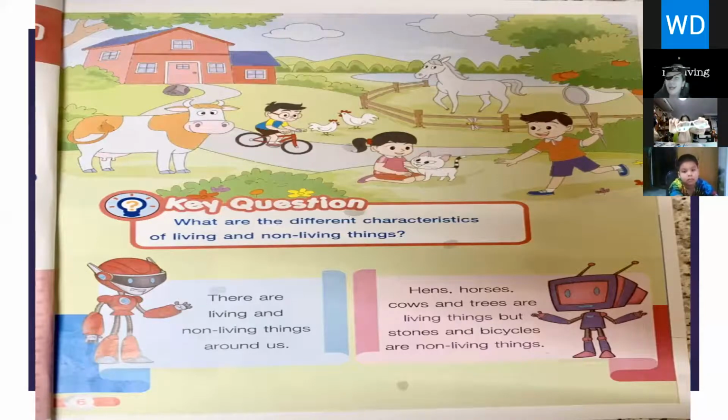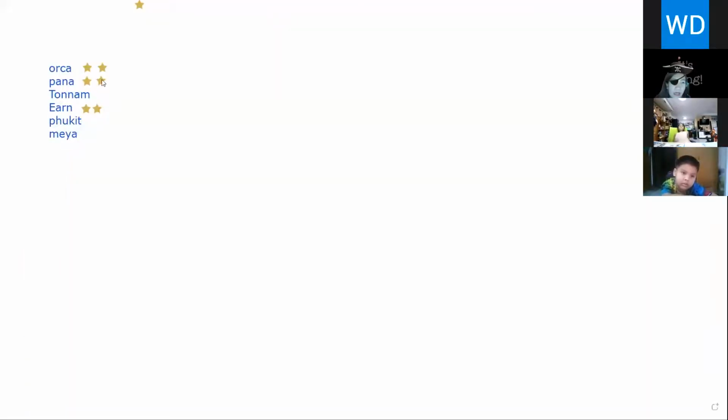Non-living things. Teacher. Okay, good job. What's that, Orca? Glasses. Okay, glasses. Non-living things. Who else? No Ern, what do you have? Hat. Okay, show me another one. Pana, what do you have there? Good job. Okay, next.